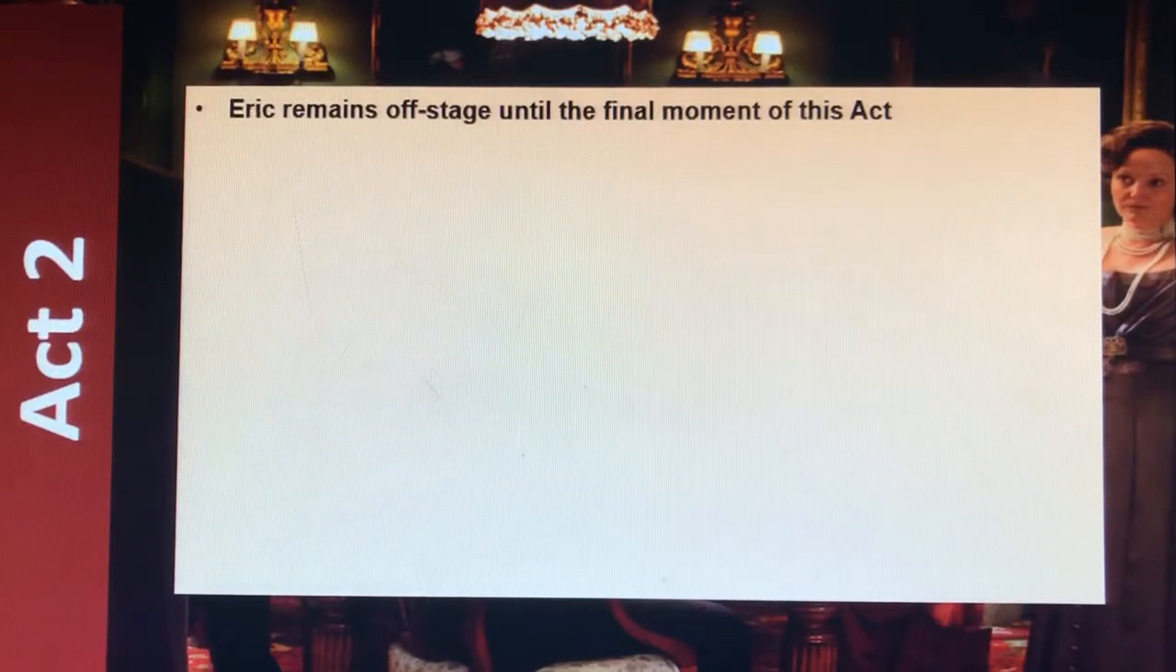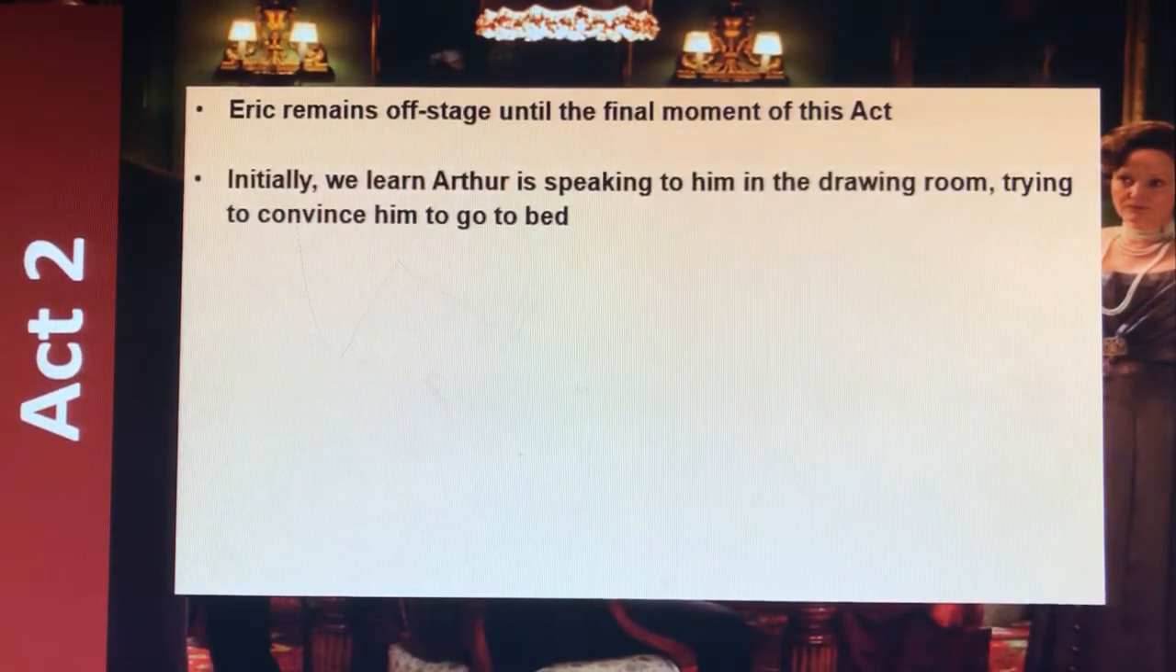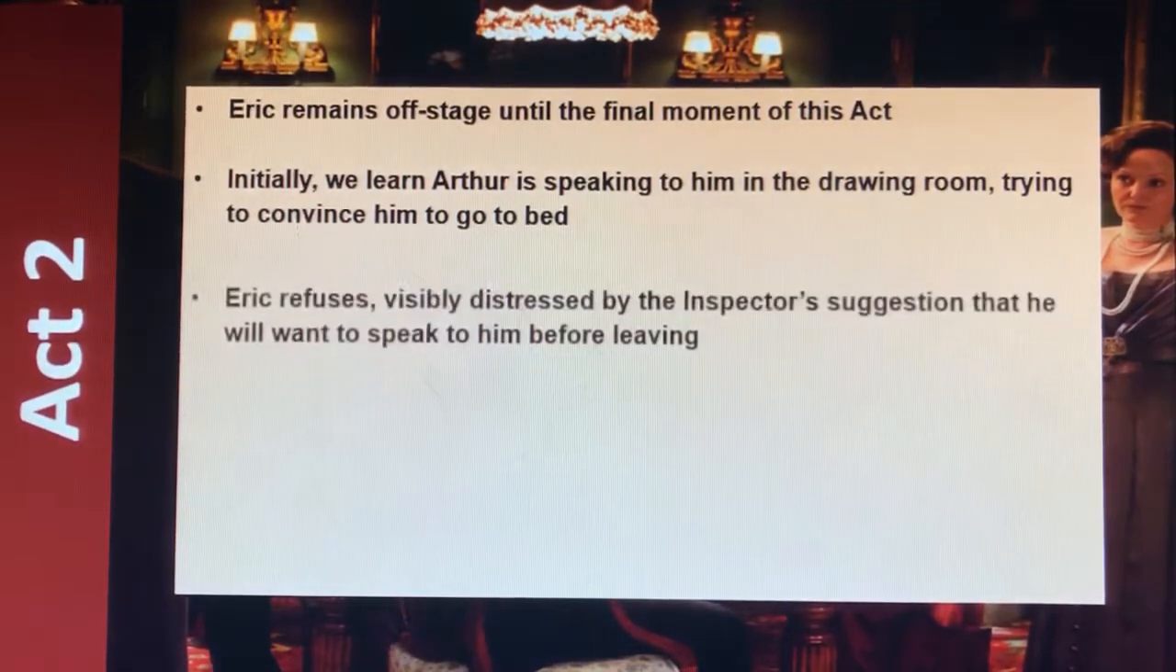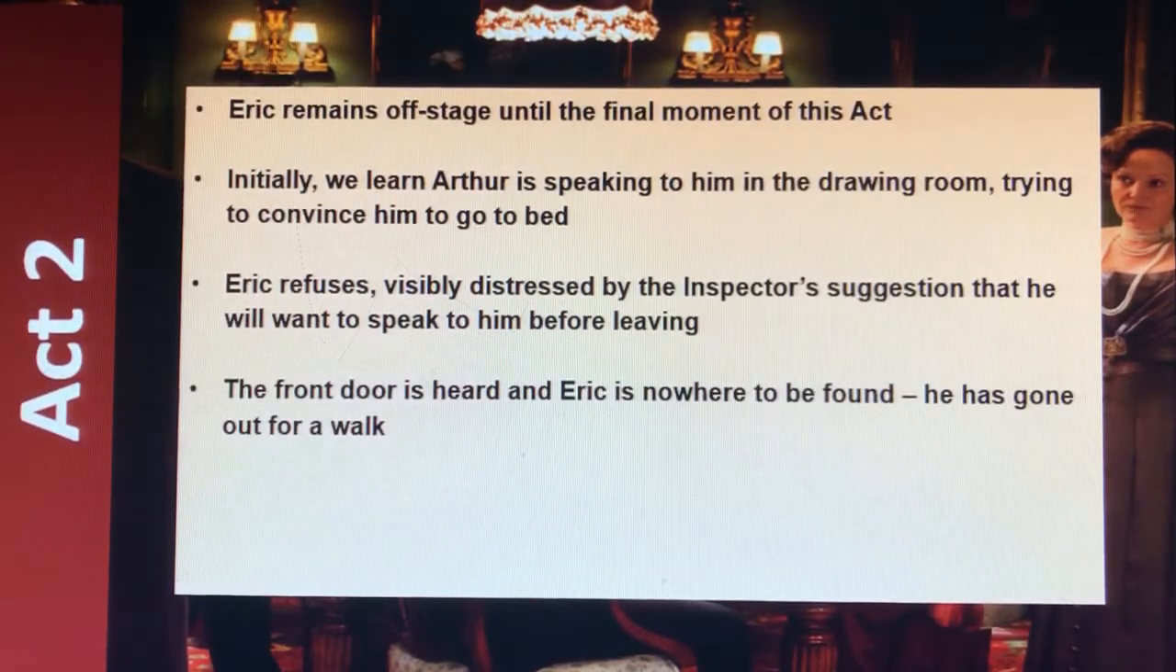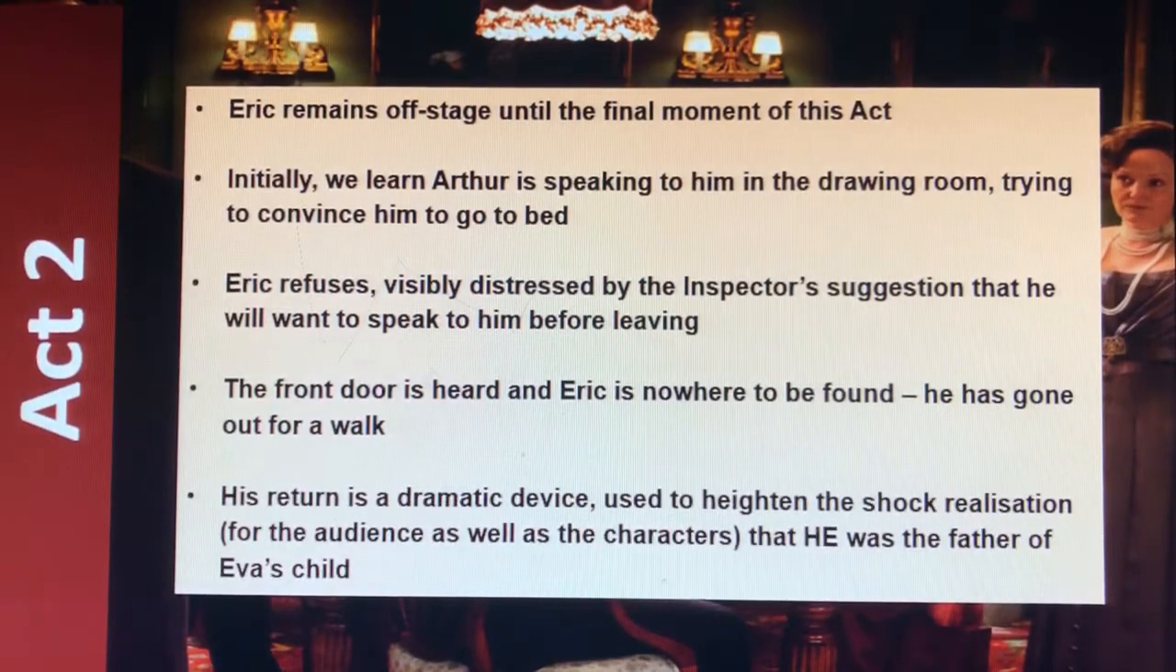Eric remains off stage till the final moment of this act. Initially, we learn Arthur is speaking to him in the drawing room, trying to convince him to go to bed. Eric refuses, visibly distressed by the inspector's suggestion that he'll want to speak to him before leaving. The front door is heard, and Eric is nowhere to be found. He has gone out for a walk. His return is a dramatic device, used to heighten the shock realisation for the audience as well as the characters that he was the father of Eva's child.